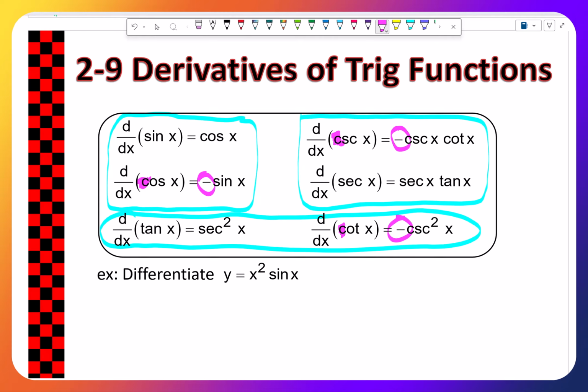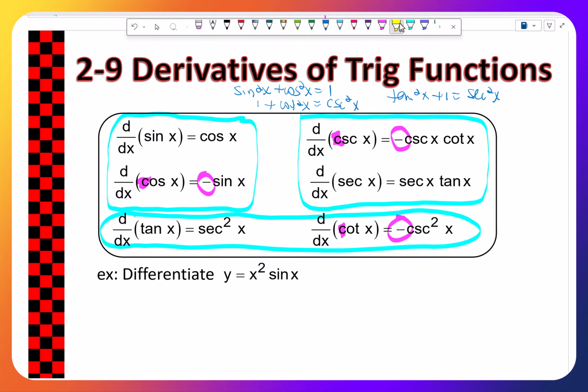Also, if you think about our Pythagorean identities, let's just write them out here just for fun because they are so fun. Okay, so we've got sine squared plus cosine squared is 1. And if I divide everything by sine squared, I've got 1 plus cotangent squared equals cosecant squared. And then divide everything by cosine squared, I've got tangent squared plus 1 equals secant squared.